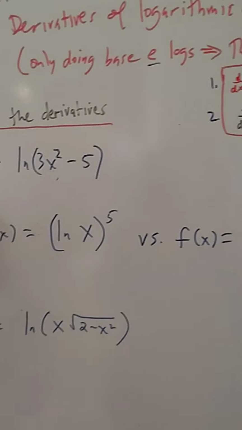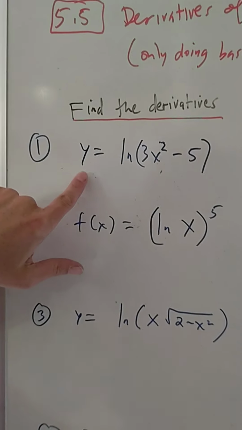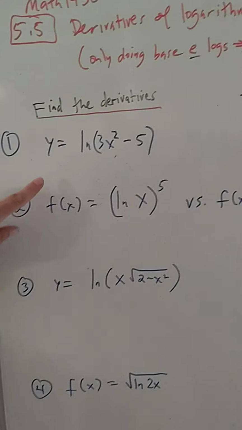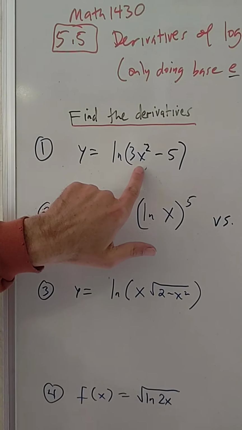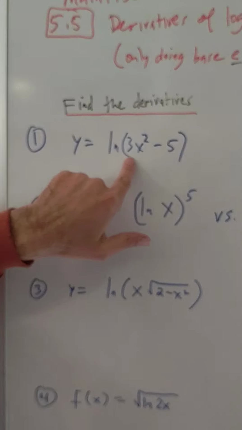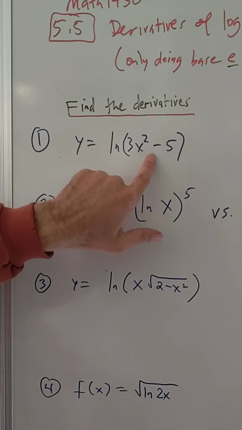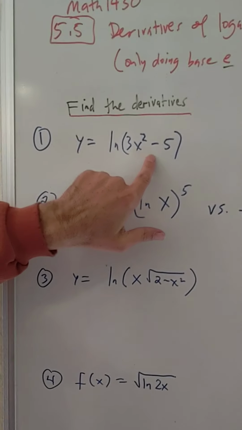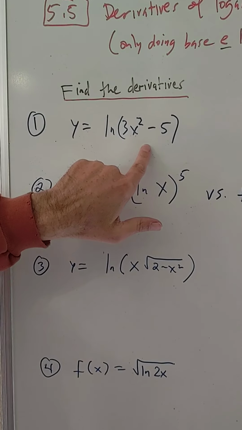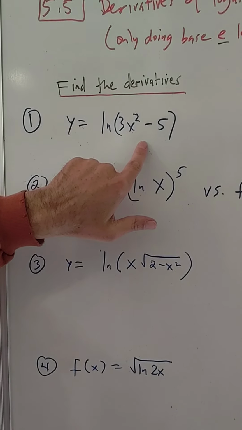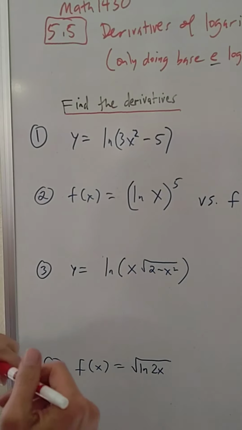So let's take a look at question number 1. We want to find the derivatives. If I want to find the derivative of the natural log of this argument, notice this is not just the simple x. So we're going to use rule number 2. Think of this as your u. What's the derivative of the natural log of u? It's going to be 1 over u times the derivative of u with respect to x.